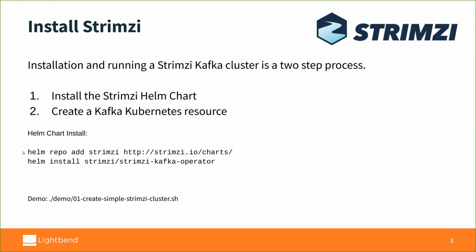I'm not actually going to install Strimzi in this demo because I've already done that, but it really is as simple. All it will do is basically add a bunch of setup in the form of RBAC, cluster roles, cluster role bindings, and start a deployment for the cluster operator. But we will show a simple cluster getting created, and that's the second part. That's where you actually create a Kafka Kubernetes resource, and that's what creates the Kafka stateful set and the Zookeeper stateful set.